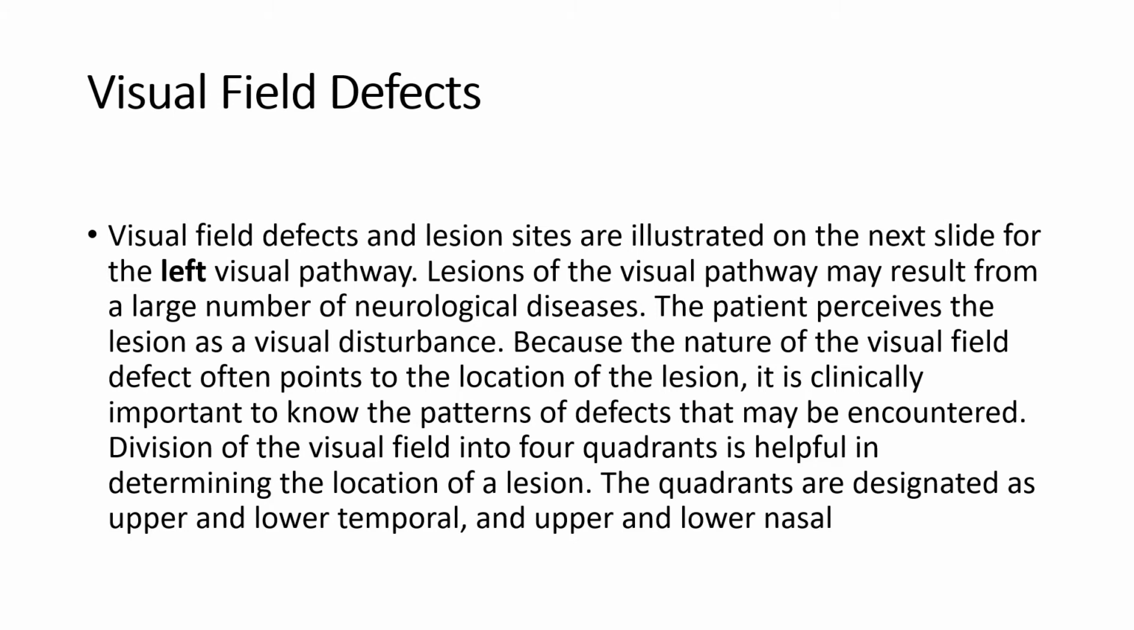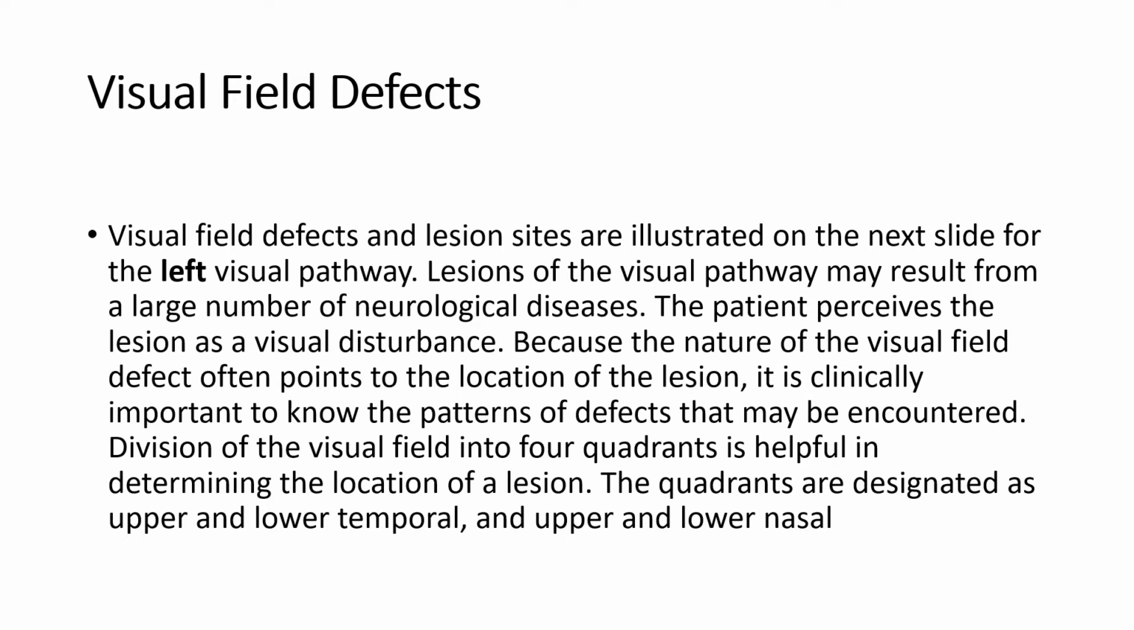Visual field defects and lesion sites are illustrated on the next couple of slides here. I think it's actually 2 slides ahead for the left visual pathway. Lesions of the visual pathway may result from a large number of neurological diseases. The patient perceives the lesion as a visual disturbance. Because the nature of the visual field defect often points to the location of the lesion, it's clinically important to know the patterns of defects that may be encountered.